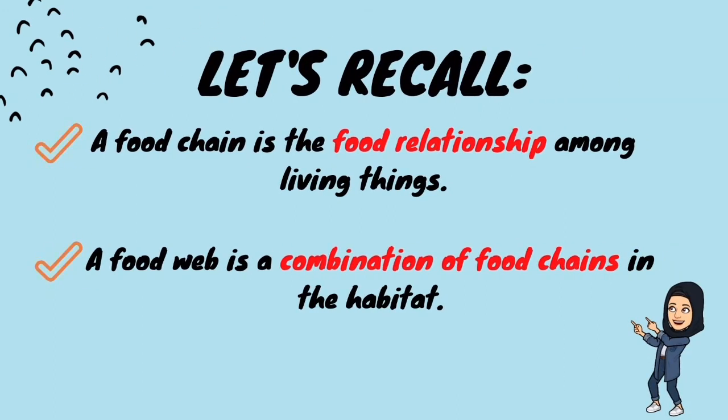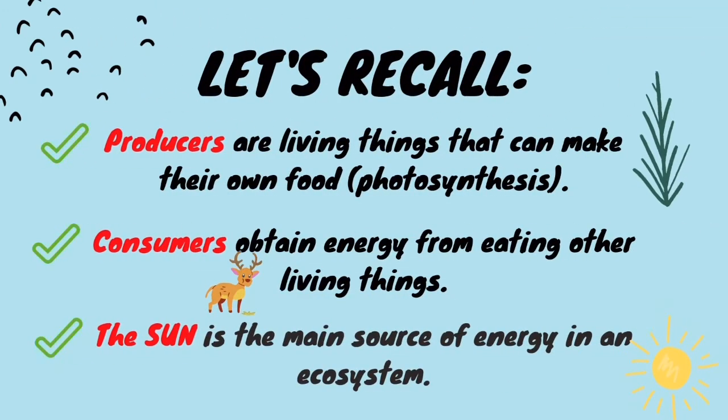So let's recall what you have learned today. A food chain is the food relationship among living things. A food web is a combination of food chains in the habitat. Producers are living things that can make their own food by carrying out the process of photosynthesis. Consumers obtain energy from eating other living things, and the sun is the main source of energy in an ecosystem.